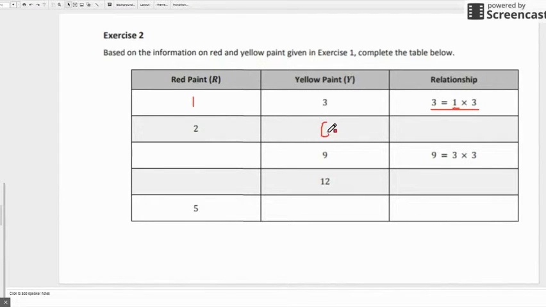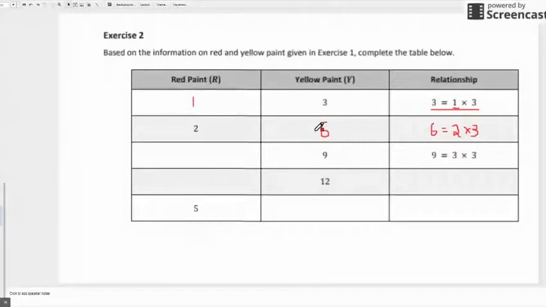So if I add 3 to it, I get 6. Well, if I have 6 gallons of yellow and 2 gallons of red, what would I multiply by that to get the 6? Well, I'd multiply by 3. 2 times 3 is 6.